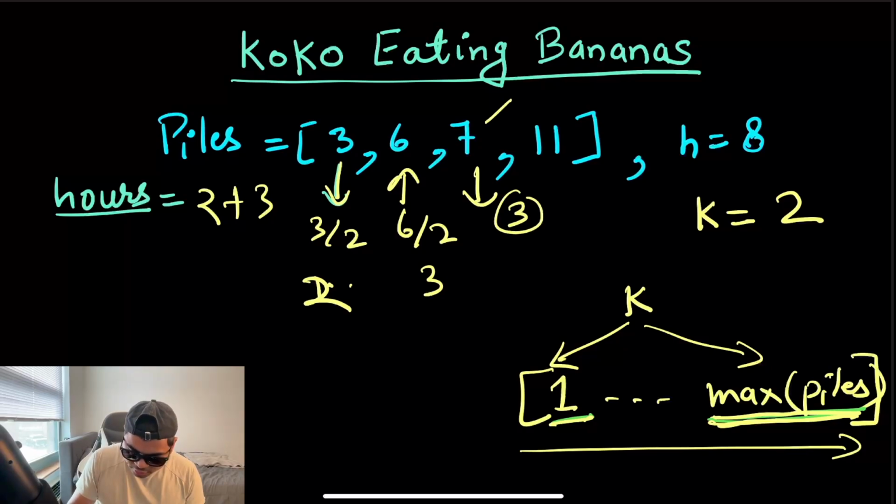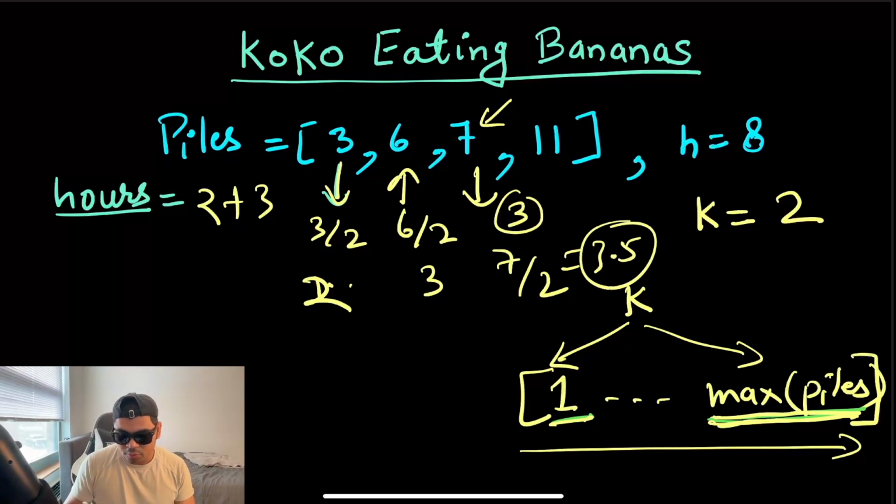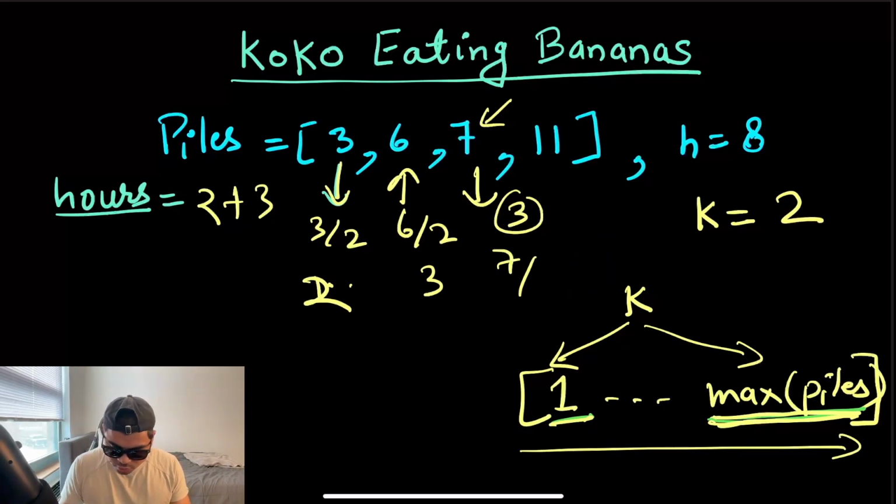Can we finish all these 7 bananas in 3 hours? So 7 by 2 gives us 3.5. No, we cannot. We cannot finish all the bananas if our eating speed is 2. So what do we do? We will choose a bigger k. And let me tell you, I don't want to go one by one here.